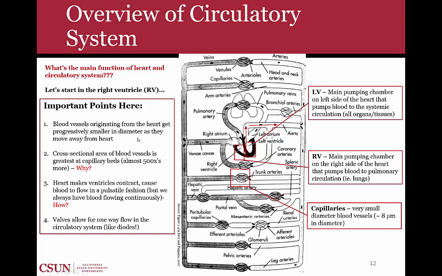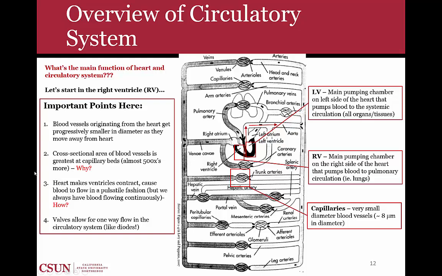Blood vessels originating from the heart get progressively smaller. That's gonna lead to increased resistance within each vessel, and we'll see how we model that next time. The total cross-sectional area of all of the blood vessels is the greatest in the capillary beds. In fact, it's almost 500 times more than the biggest artery in your body. We said last time that's because you have hundreds of millions of them, and even though each individual one has a small cross-sectional area, altogether they make up more than the area of one big vessel.